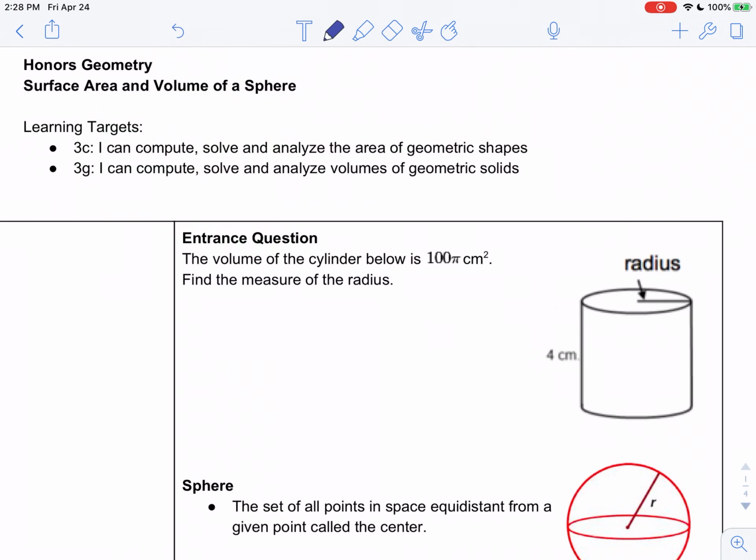Hello Honors Geometry students, welcome back. Today we're going to talk about the surface area and volume of a sphere. And this is going to fall under two different learning targets: 3C, where we can compute, solve, and analyze the area of geometric shapes, and 3G, I can compute, solve, and analyze volumes of geometric solids.